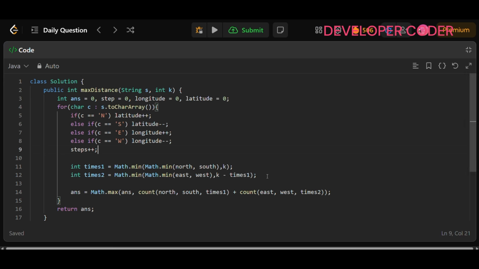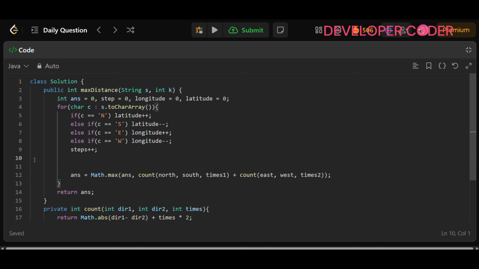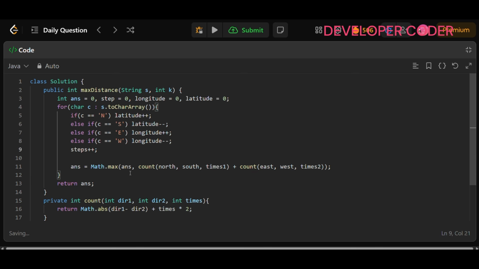Now here instead of this you can simply remove it. And here answer is equal to math.max answer math dot. Here instead of this count you can simply do one thing. Let me just simply remove this part. So here you can simply write math dot abs value of, absolute value only we need. So latitude, copy this, latitude, plus the math dot absolute value of, and here longitude.